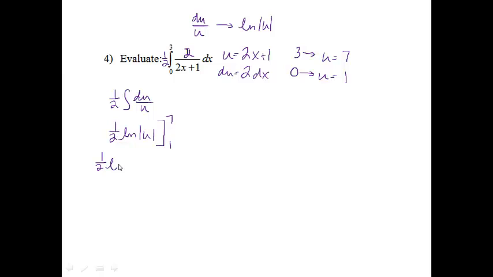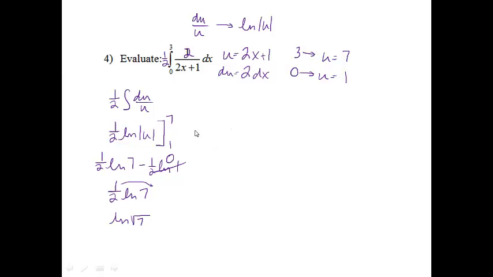So I'll have 1/2 natural log of 7 minus 1/2 natural log of 1. We know that the natural log of 1 is equal to 0. So my answer would be 1/2 natural log 7. If I wanted to go a step farther, this 1/2 power could be brought up here, and I could turn this into the natural log of the square root of 7. Either one of those answers is 100% appropriate and correct.